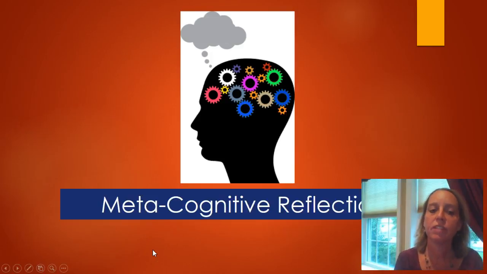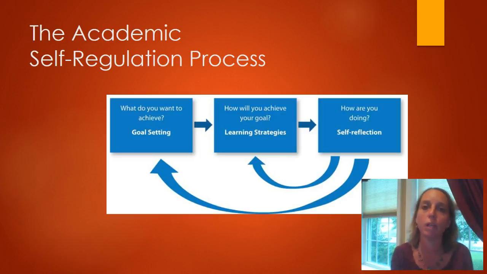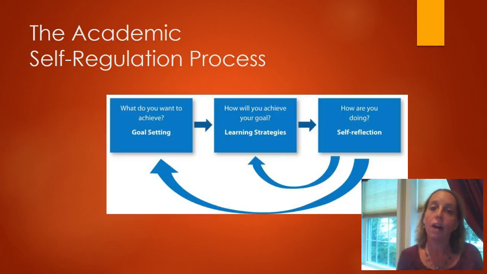Okay, now we're going to focus our attention on metacognitive reflection. So in order to talk about reflection, we want to think about the self-regulation process in general. For academic self-regulation, the first thing that students need to ask themselves is, what am I trying to achieve? And that really has to fall under the umbrella of setting goals. Then they will need to know whether or not they have achieved their goal.